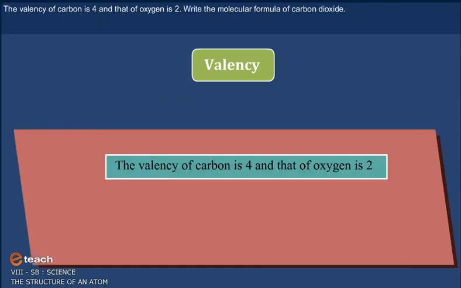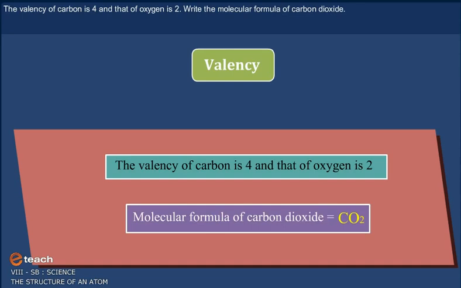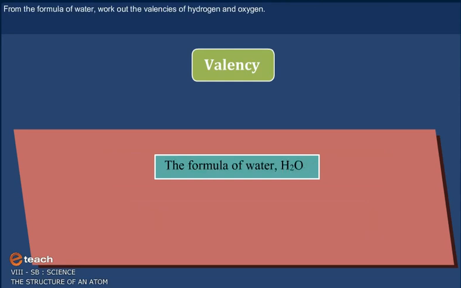The valency of carbon is 4 and that of oxygen is 2. Write the molecular formula of carbon dioxide. Formula of water is H2O. Work out the valencies of hydrogen and oxygen.